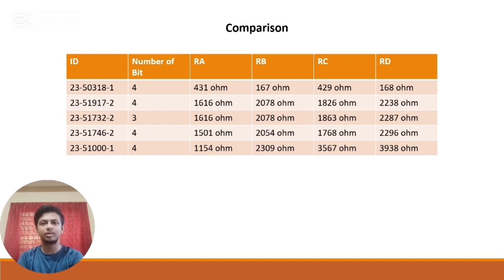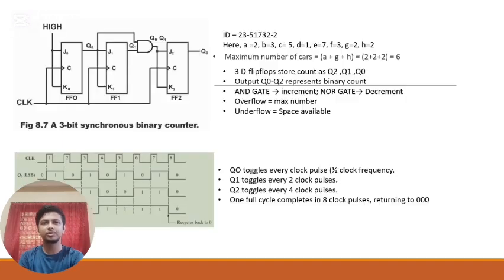Most of our members used a 4-bit binary counter, except me. I needed to use a 3-bit counter, as my maximum car limit was 6. This is the 3-bit synchronous binary counter architecture. We used 3 D flip-flops which count as Q2, Q1 and Q0. The outputs Q0 to Q2 represent the binary count.